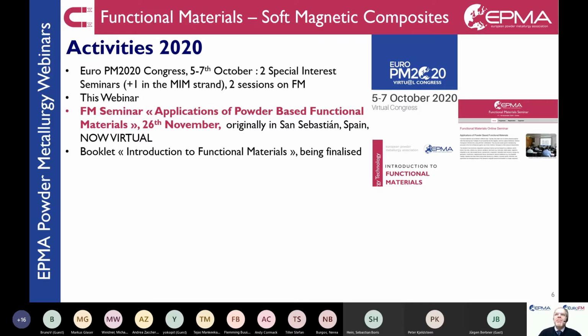and you can see what could be the first page of this booklet. If you're familiar with the other booklets in this series, you know what we're talking about.